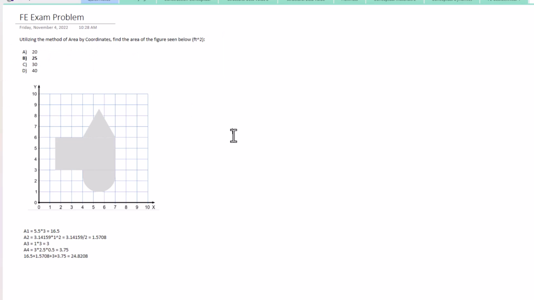So when you have an area by coordinates problem like this, identify which axes it's going to be in relation to, and divide it up into shapes where it's easy to find the area. Don't try to find the area of this entire shape because it's not exactly a half circle. Divide it up into smaller, easy-to-solve areas and then total them together. And that's really the methodology for this kind of problem.